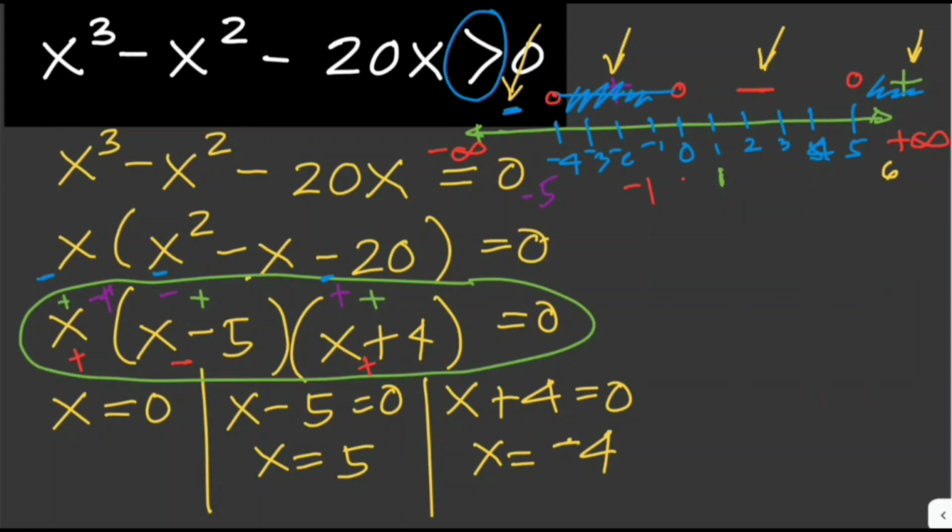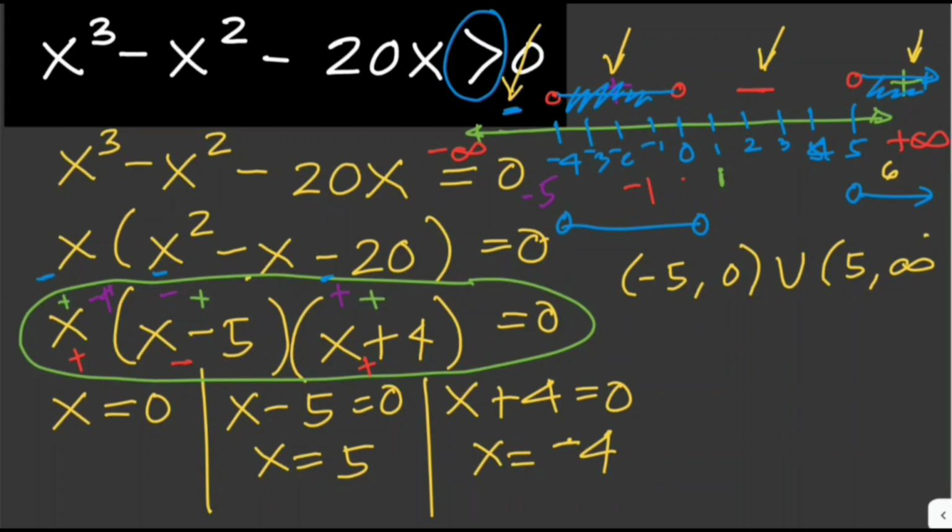So our graph would look like this. Okay. And then this one here. Therefore, the solutions would be negative 5 and 0 union 5 to positive infinity. So this is the negative 4. This is negative 4, sorry. Negative 4, 0 union 5 to positive infinity. So this is the interval notation.